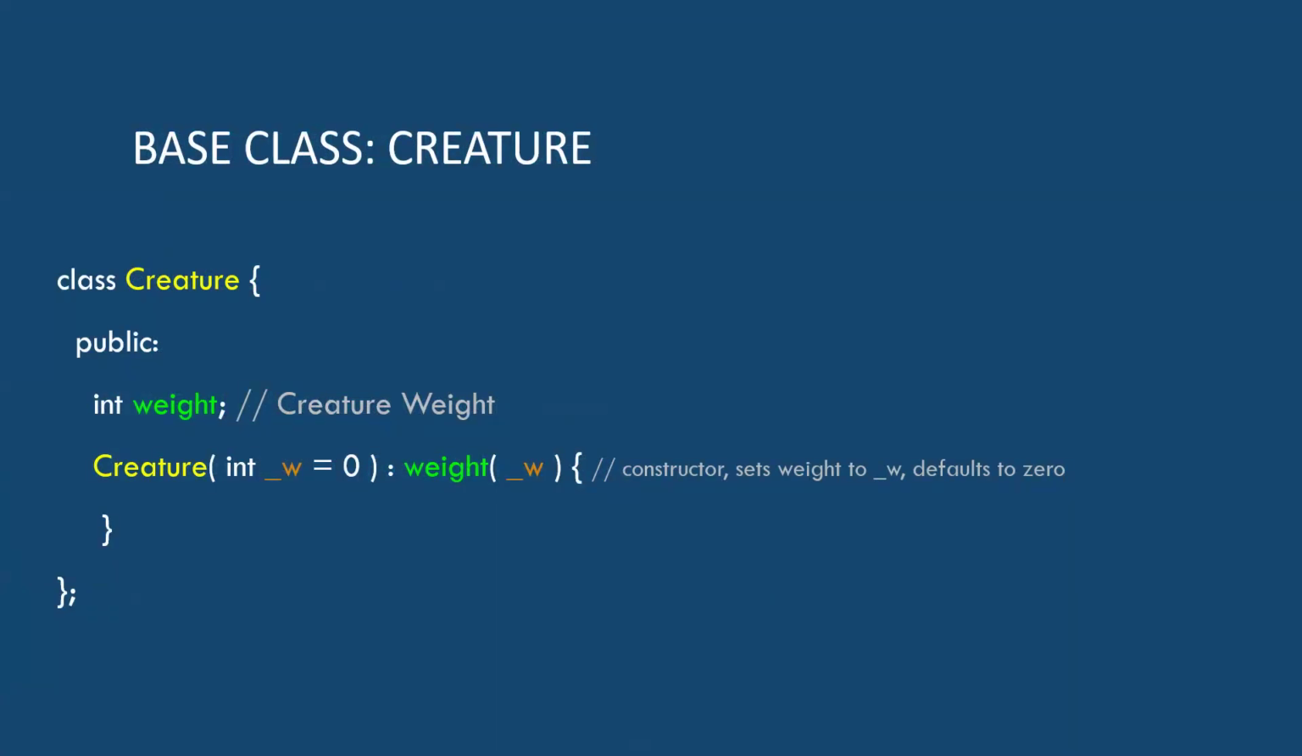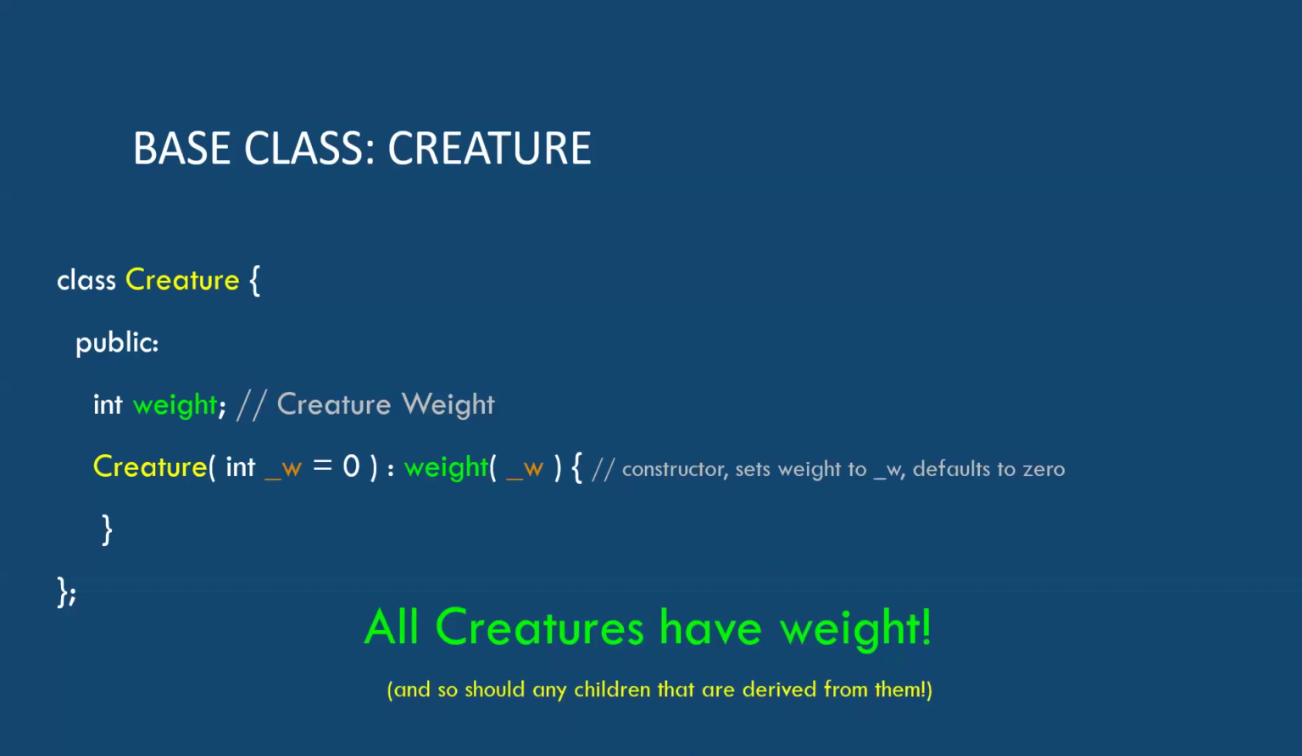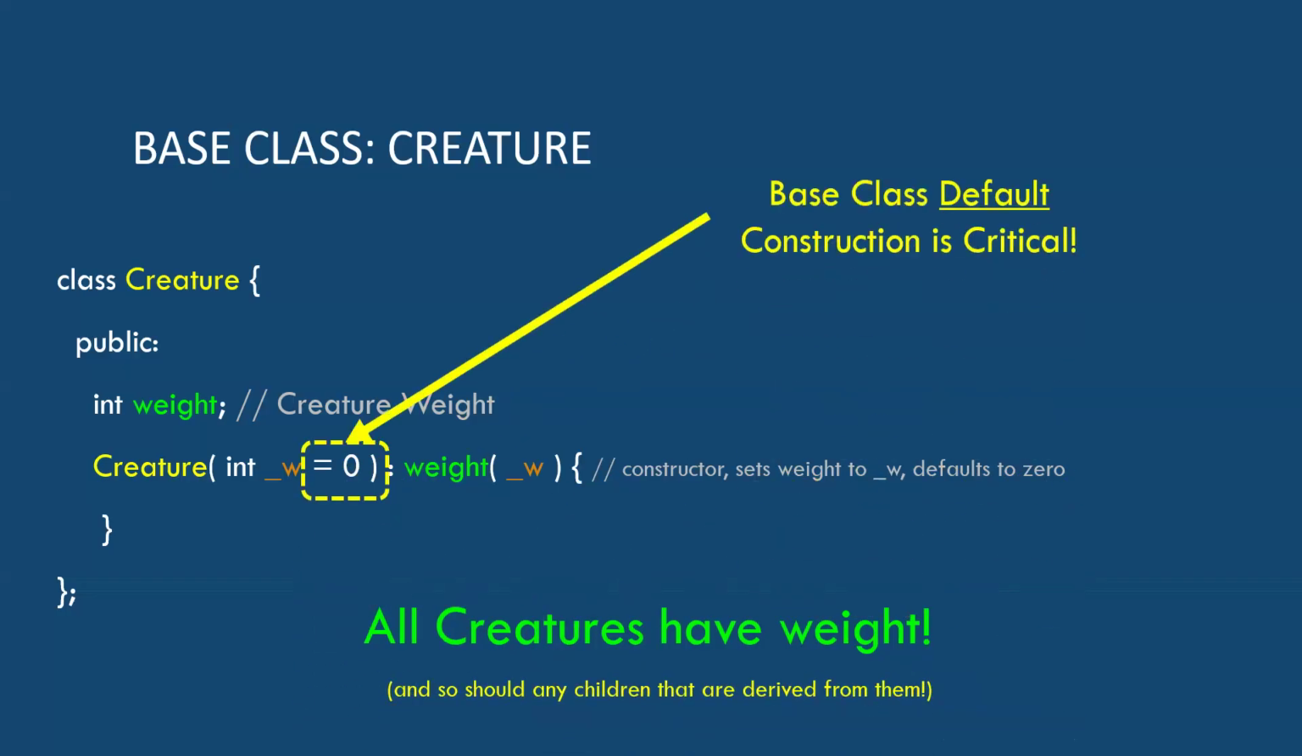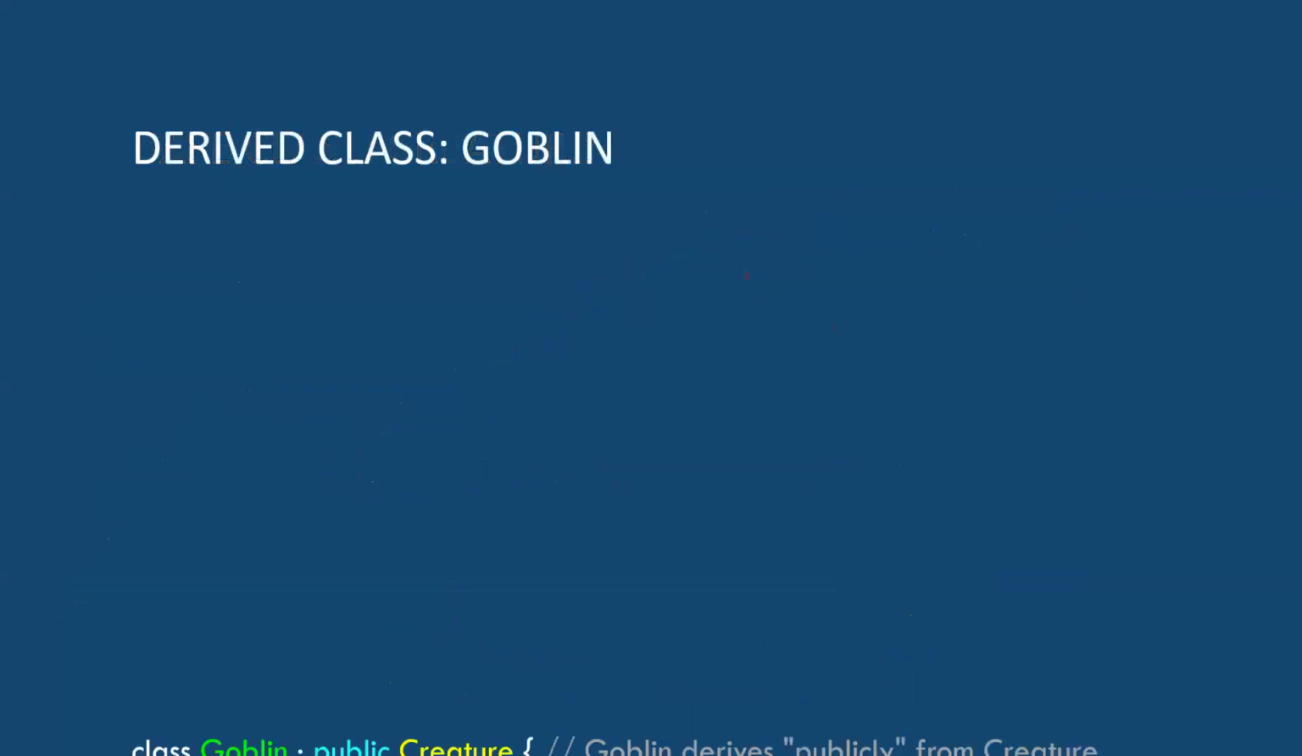So here is a base class, Creature. All creatures have weight. So we're going to give ourselves a default constructor where we pass the weight in to our creature. So if we were creating a creature, that would be pretty straightforward. And there's our default value. And if you forget that, it's really painful because the compiler errors are not very helpful.